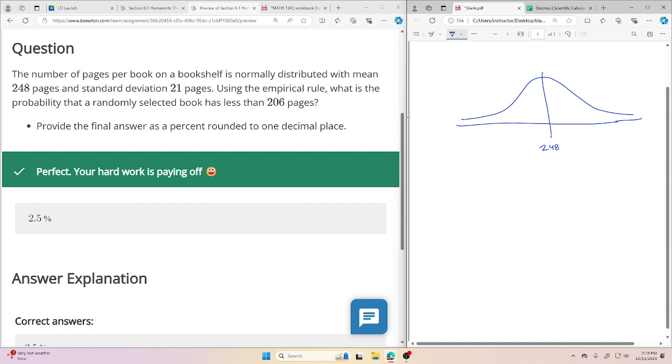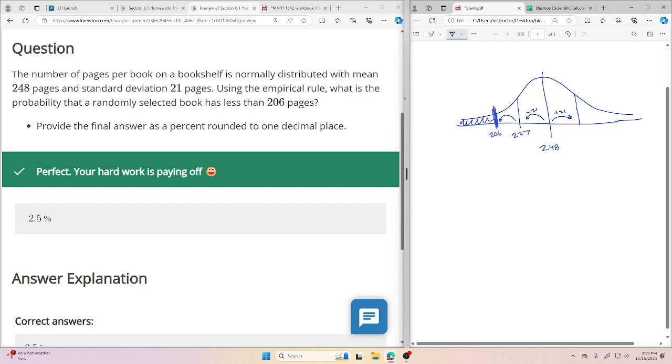So there's my mean, and the standard deviation is 21. That means that I'm going to subtract 21 or add 21 like this. But let's focus on the less than side, because that's smaller. So let's do this properly. 248 minus 21 is 227. I'm going to do it again. And so what do I get here? 206. There we go. So this is the point where I was wanting, and it says less than.